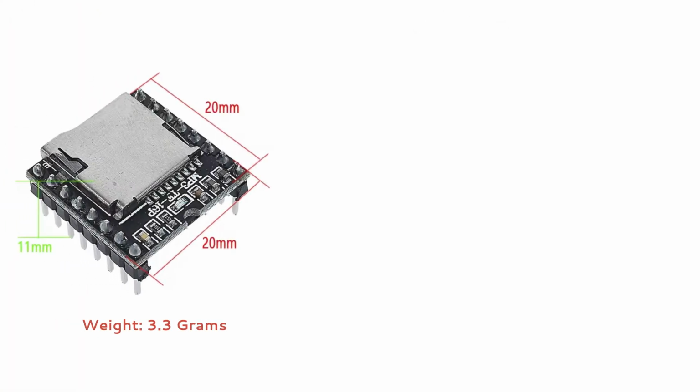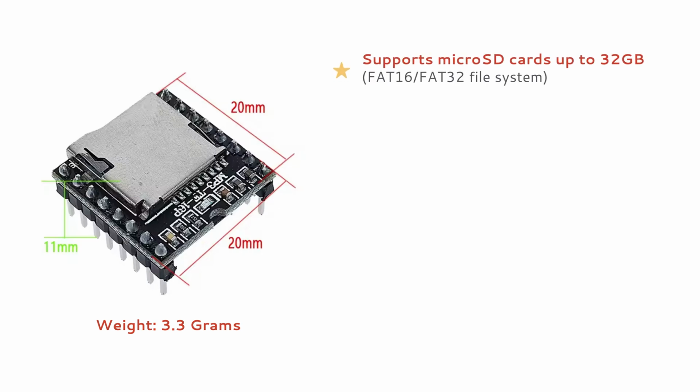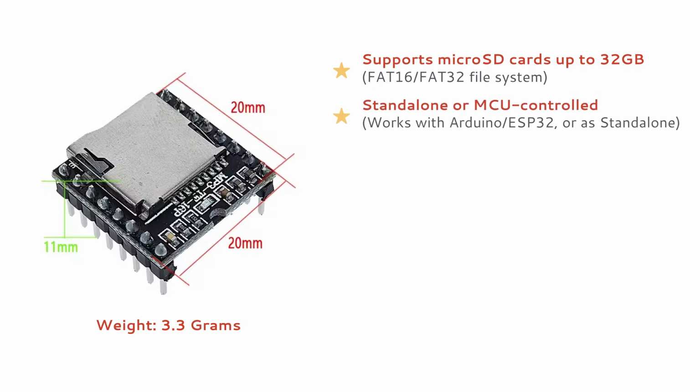The DFPlayer Mini is a compact yet powerful MP3 player module, perfect for DIY projects. It supports microSD cards up to 32 GB, formatted in FAT16 or FAT32, ensuring smooth audio playback. You can use it as a standalone player or control it with a microcontroller like Arduino or ESP32.